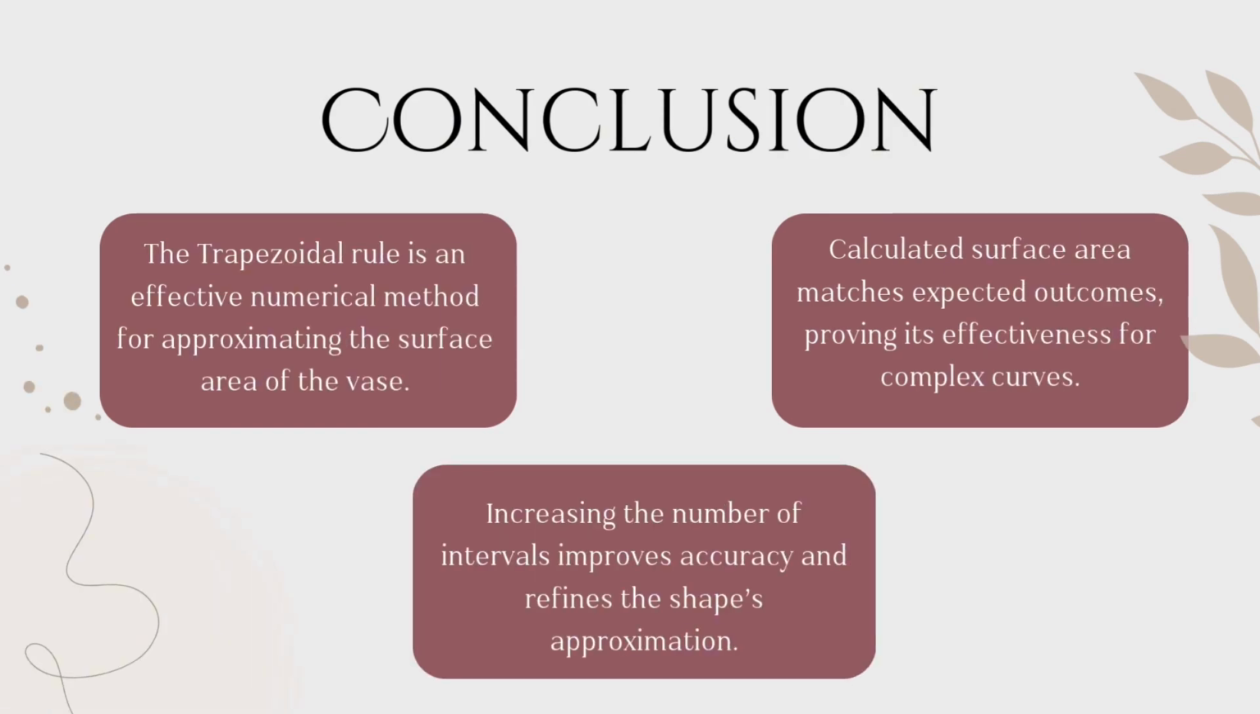Moving to the conclusion. The trapezoidal rule is an effective method for approximating the surface area of the vase, providing accurate results that align with expected outcomes and demonstrating its capability to handle complex curves. By increasing the number of intervals, the method enhances precision and refines the approximation of the vase shape, making it a reliable tool in numerical analysis.